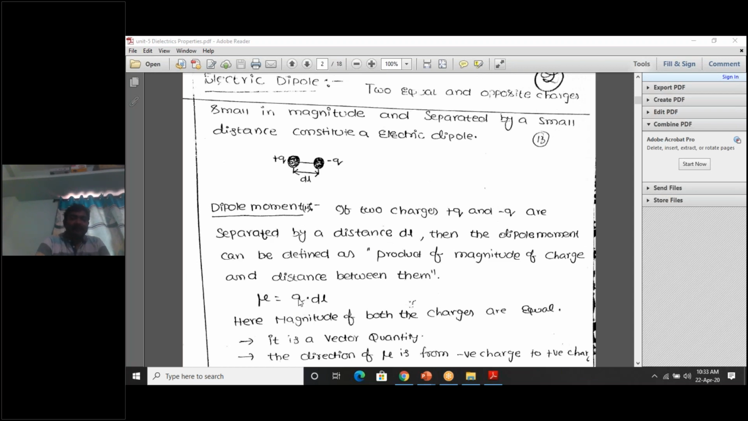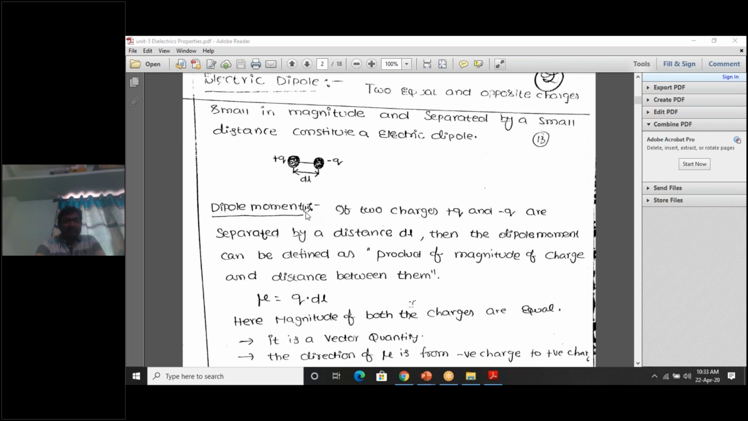It is the product of the magnitude of the charge into the distance of separation between the two charges. Here, plus q and minus q are separated by a distance dl. So this q into dl, the product of q and dl, is called the dipole moment. I am saying once again, these definitions are very, very important to understand the concepts.